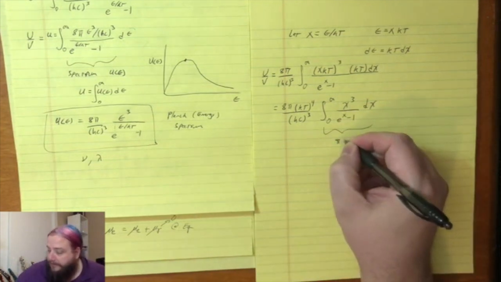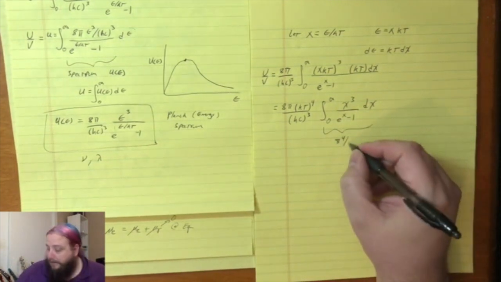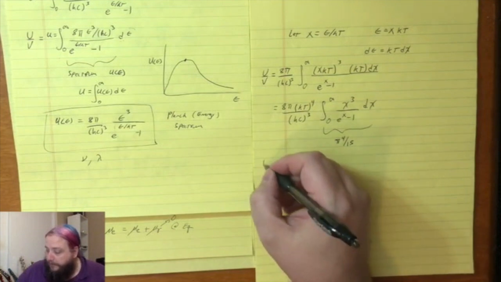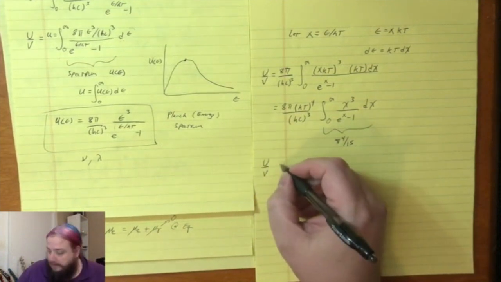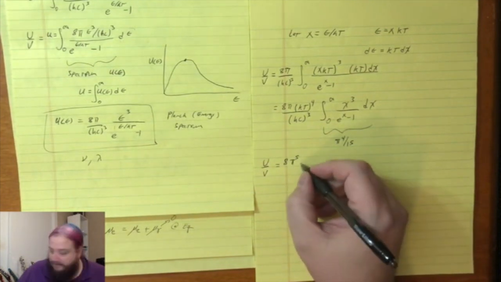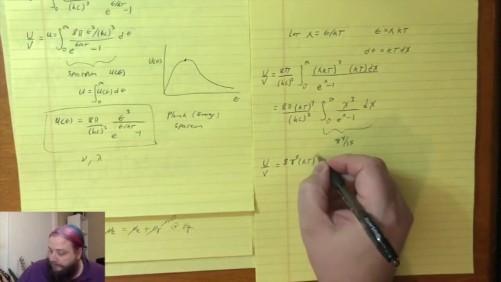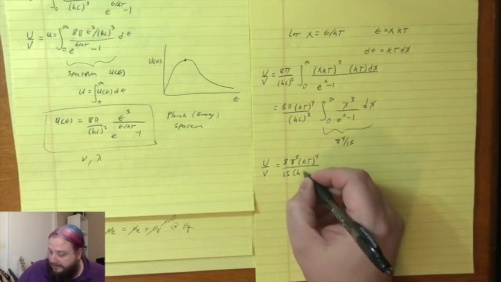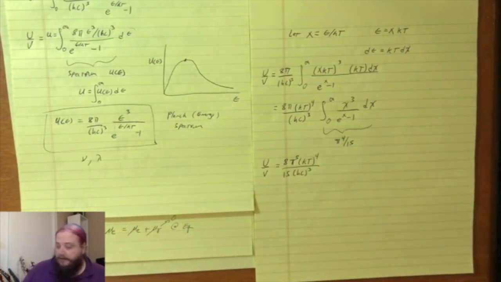In any case, what you get out of this is the unlikely quantity pi to the 4th divided by 15. And so therefore our energy density is 8 pi to the 5th (kT) to the 4th power over 15 times (hc) cubed. That is quite a bundle of constants in there.